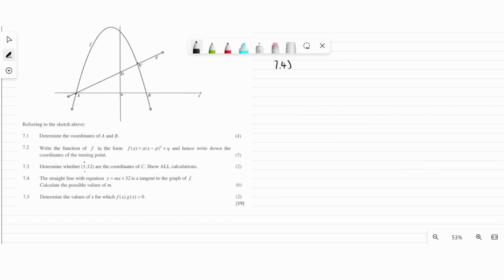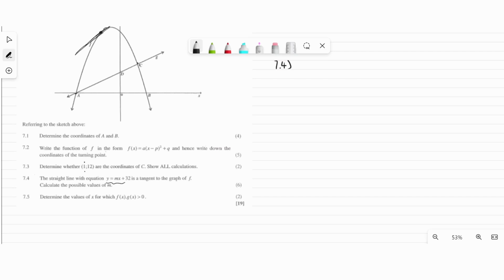Then 7.4 says a straight line with equation y equals mx plus 32 is a tangent to the graph of f. Calculate the possible m value, m which is the gradient here. What does it mean to be a tangent? It means that it touches the graph. A line touches a graph at one point. So we can equate this function that they gave us to f of x to find that one point, right? That's what we're doing. And by doing that, we're going to be able to calculate m, right? So let me equate the two.